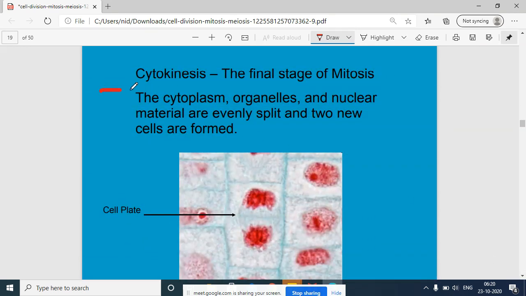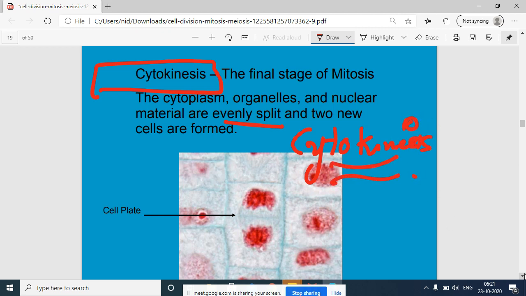Then is cytokinesis, the early stage of mitosis. The cytoplasm, the organelles, the nuclear material, they are actually going to evenly split, and two new daughter cells will be formed. Remember, cytokinesis is the final phase of this process of mitosis.